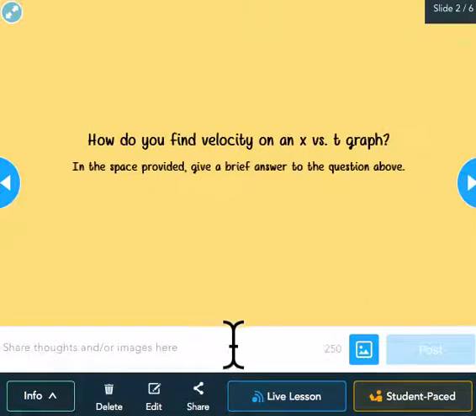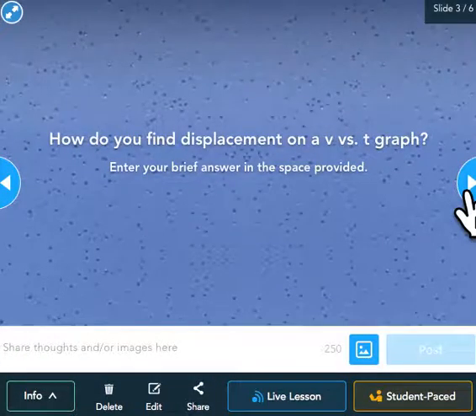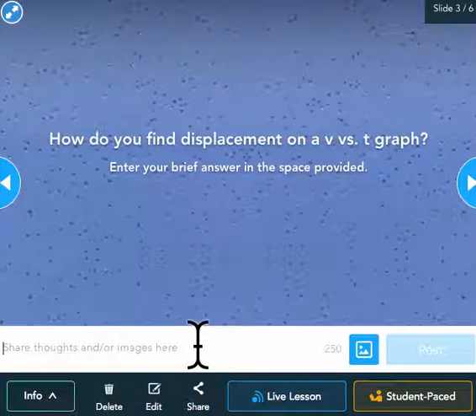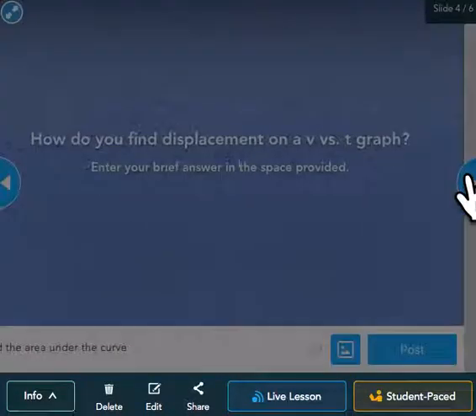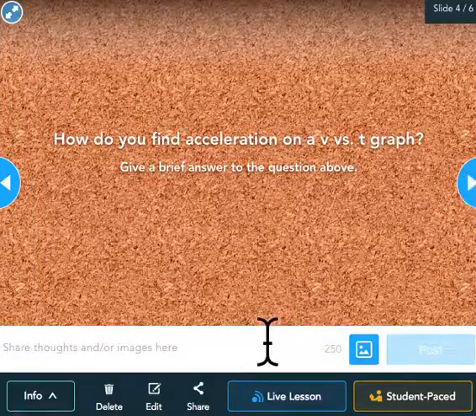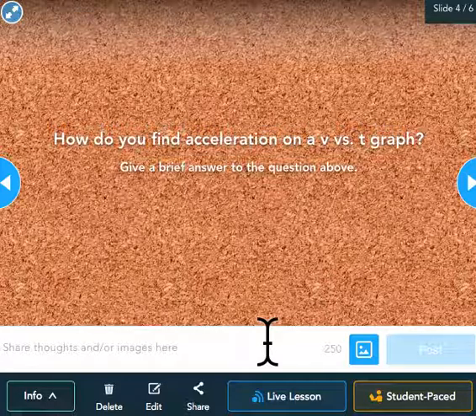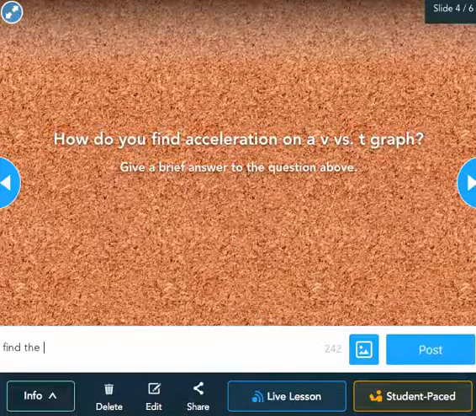All right, so how do you find velocity on an x versus t graph? You find the slope. How do you find displacement on a v versus t graph? You find the area under the curve. How do you find acceleration on a v versus t graph? You find the slope.